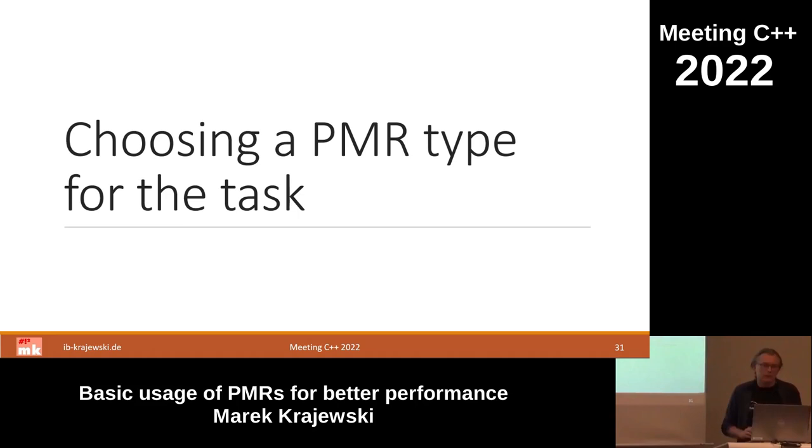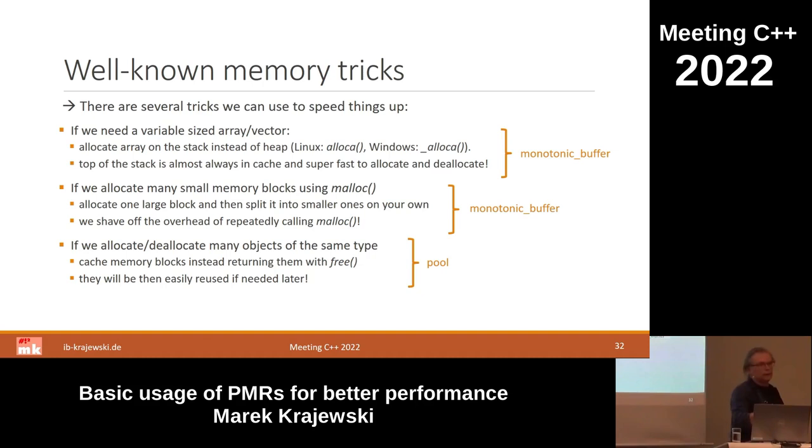So how can we use PMRs? Because it was all very theoretical. But first, have a look at some well-known memory tricks, which we probably all know. Trick one: we need a local variable, a local string or vector, which will be used in a function and then released. So the trick is that instead of allocating it on the heap, simply use a malloc extension called alloca. And this will give you memory on the stack. It's dangerous, I know, but people use it.